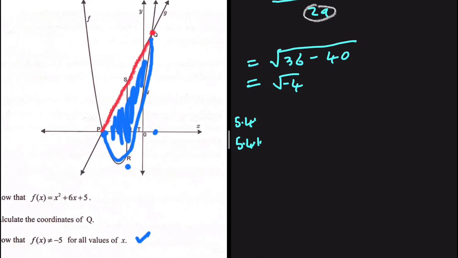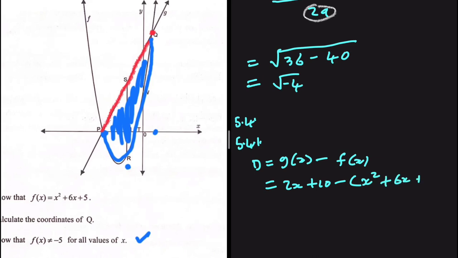So that will look something like the following. The distance will be equal to g of x minus f of x. G of x is 2x plus 10, minus f of x, which is x squared plus 6x plus 5. So we have 2x minus 6x, which is minus 4x, and then 10 minus 5 is 5, minus x squared. This is our distance. Now let's go ahead and derivate.